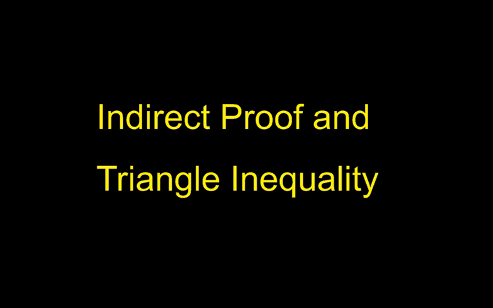Welcome. Today we're going to talk about indirect proof and triangle inequality. So indirect proof can also be called proof by contradiction, which is probably a more appropriate name for it, I think.